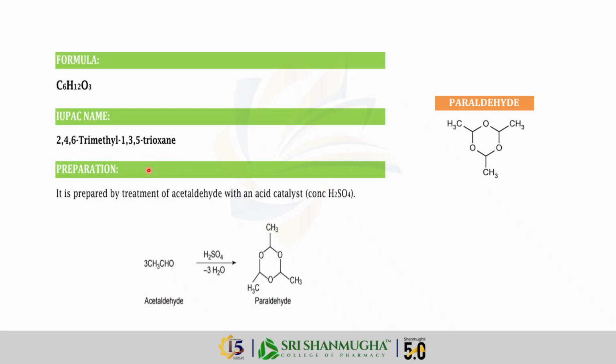So next we move on to the preparation. So paraldehyde is mainly prepared by treating acetaldehyde with a strong acid catalyst, usually concentrated sulfuric acid. So in this reaction, 3 molecules of acetaldehyde combine to form paraldehyde with the removal of water.